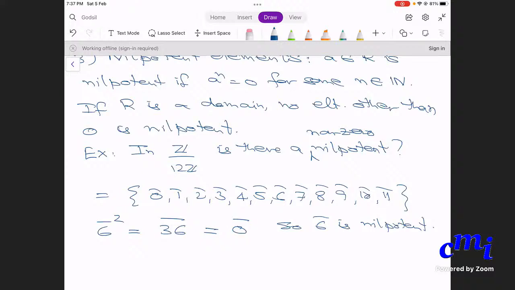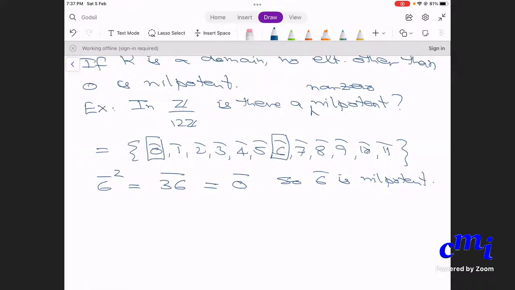Similarly, 4 bar is also not nilpotent. If you take the powers of 4, you will never get a multiple of 12, because 3 has to come in somewhere. It has to be divisible by both 3 and 2 at least. So the only nilpotent here is 6 bar other than 0. So the set of nilpotents in this ring is {0 bar, 6 bar}.